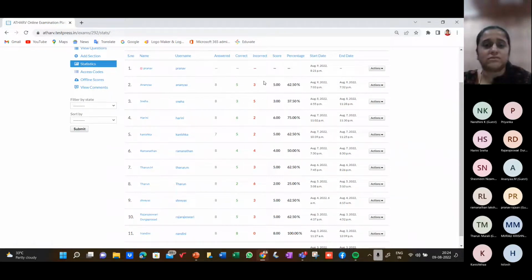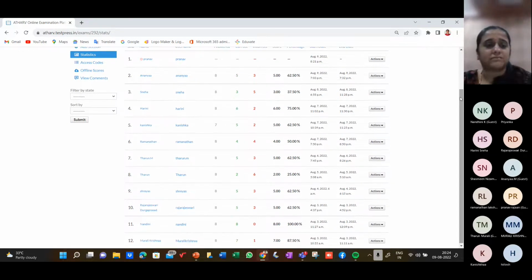Ananya, 5 correct, 3 incorrect. Can you see the screen from which I'm reading, children? Have I shared the correct screen? Can you see this here? Access codes, offline codes. Can you read that? Are you able to see the same screen I'm seeing? Yes. Okay. All right.